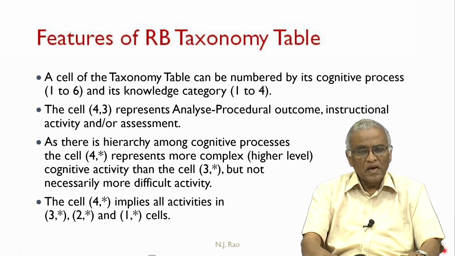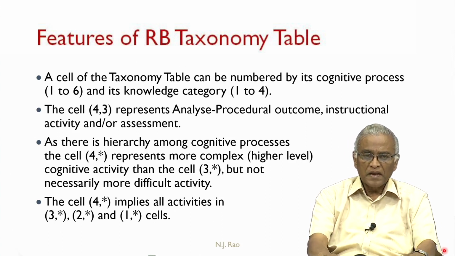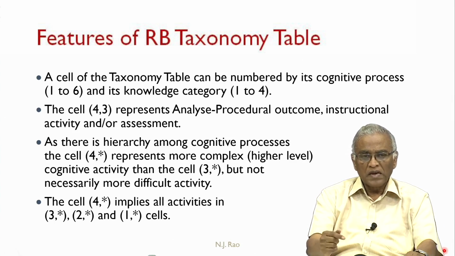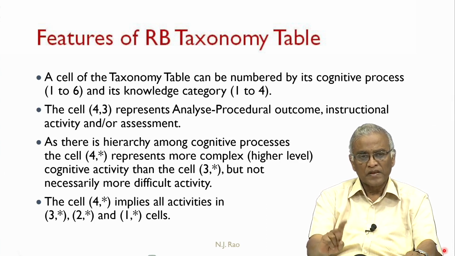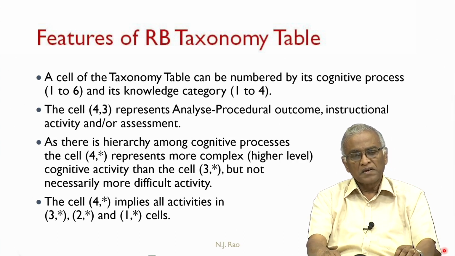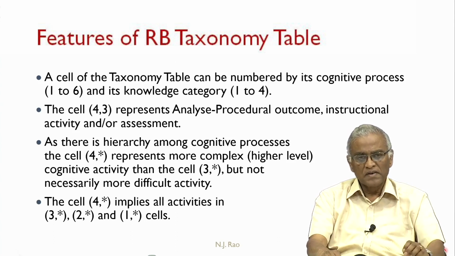Now, the cell 4 comma star, because of the hierarchical nature of cognitive processes, implies all the activities in 3 comma star, 2 comma star and 1 comma star cells. That means I do not have to keep mentioning the cells at the lower cognitive levels once I have identified 4 comma star.